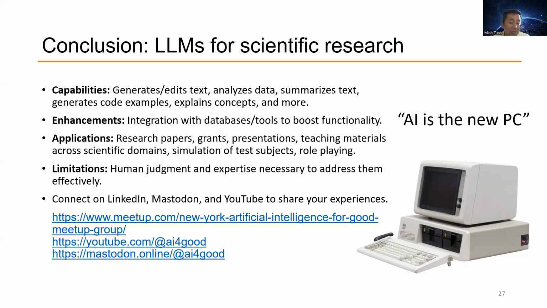And luckily, it has limitations so that humans have a role to play. We don't have AI doing the research, publishing, refereeing, and editing the journals without us. So human judgment and expertise is still necessary.